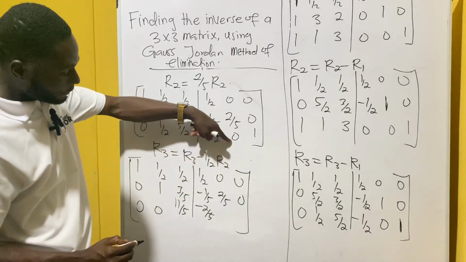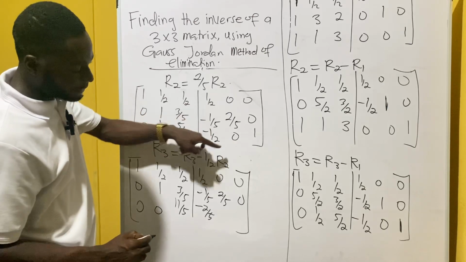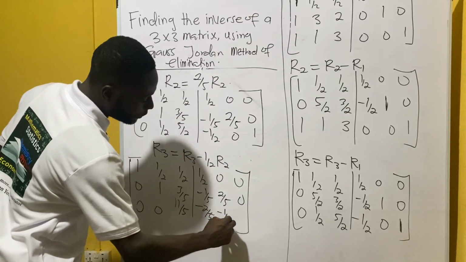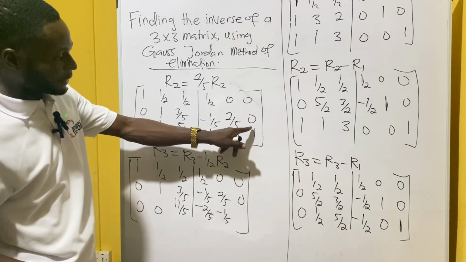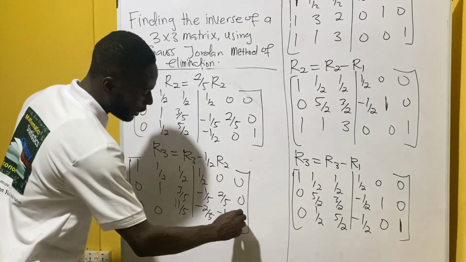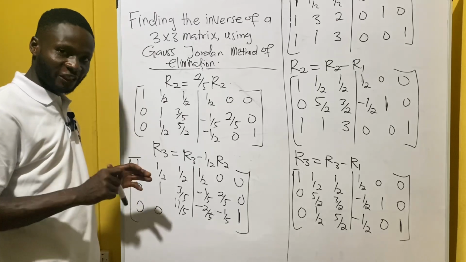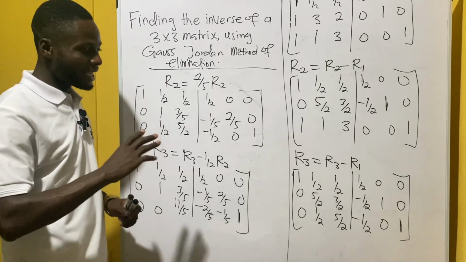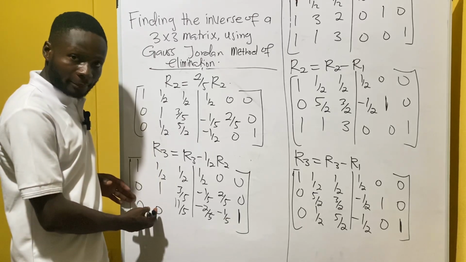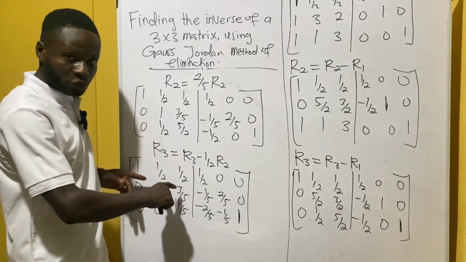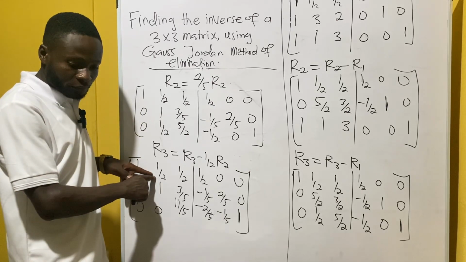Then 0 minus half times 2 over 5. And that is negative 1 over 5. Then 1 minus 0 is still 1. Very, very simple. When you follow the order, it's so simple for you to eliminate the elements. Now, we are done with the upper triangular matrix. Now we move on to the lower triangular matrix. So we start from here, right?